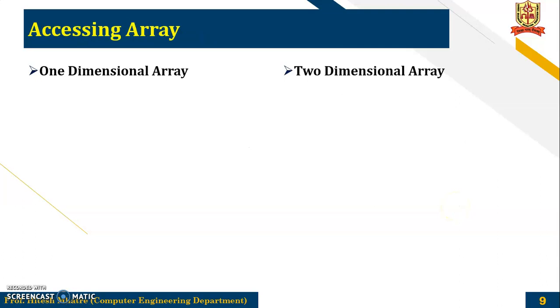Now how do you access an array? Like this, salary equal to balance[3]. You cannot access the whole array at once. You can access the elements one by one. Here balance[3] means I am accessing the value at index number 3 in the balance array. That will be stored in salary. So only one value will be stored here.